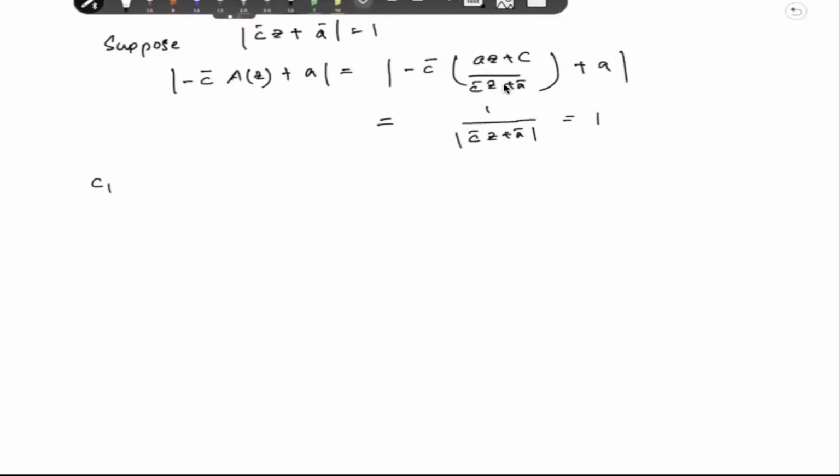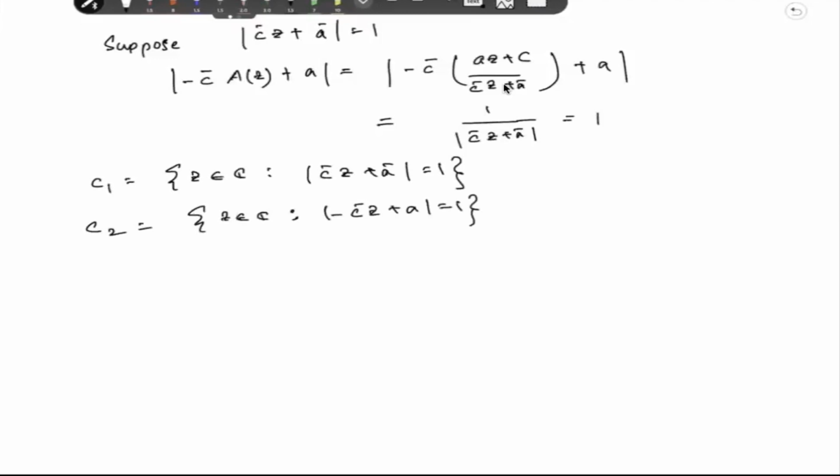So if I take C1 to be the circle, Z belongs to C such that mod of C bar Z plus A bar equals 1, and C2 to be this circle, Z belongs to C such that mod of minus C bar Z plus A is equal to 1. So C2, again, is a circle whose center is A by C bar and radius is 1 by mod C. So what this equation is showing is that A of C1 is equal to C2.